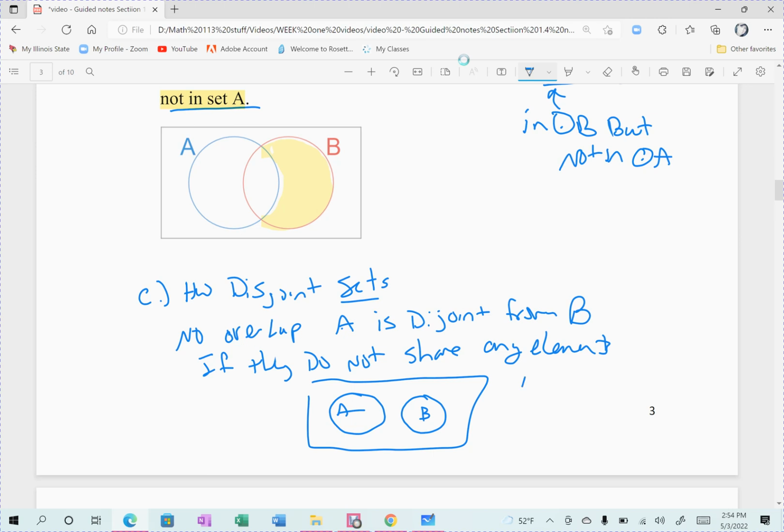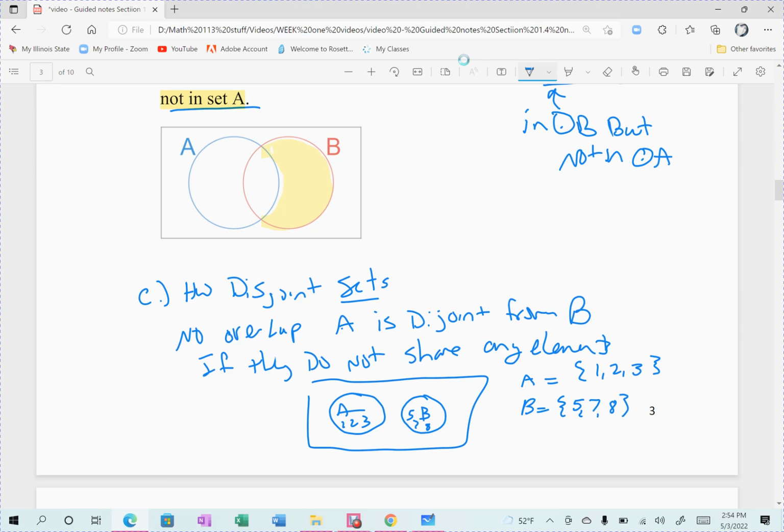So something like if A was the group 1, 2, 3, and B was the group 5, 7, 8, they never overlap. 1, 2, 3 would be here, 5, 7, 8 would be there, and they share nothing in common. So there's no and statement. The and statement is empty. They don't share anything. Just be aware if there is a question like that on the homework.